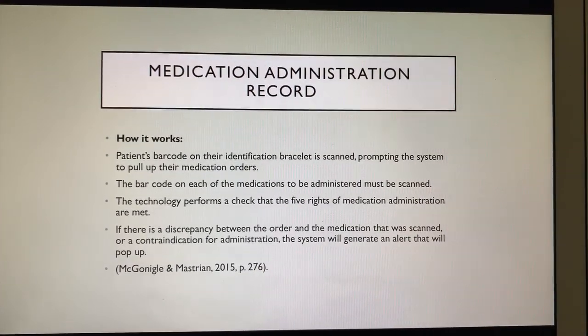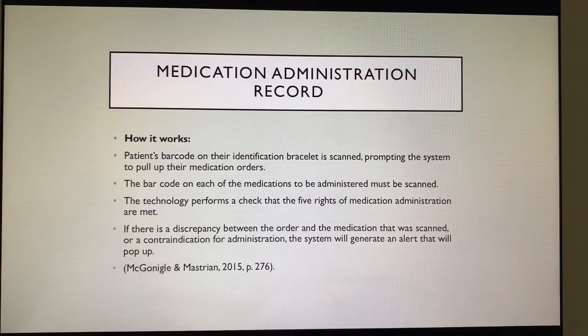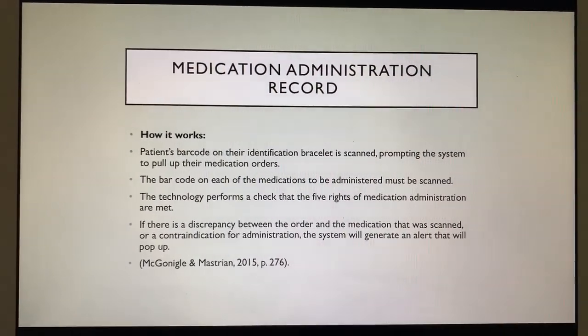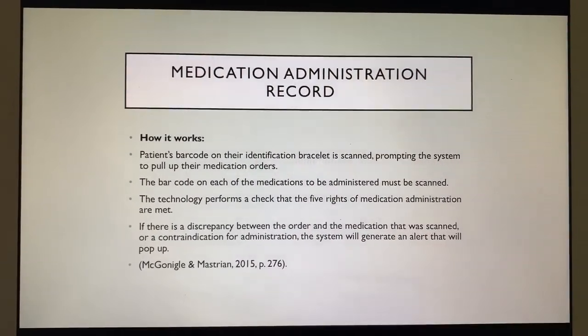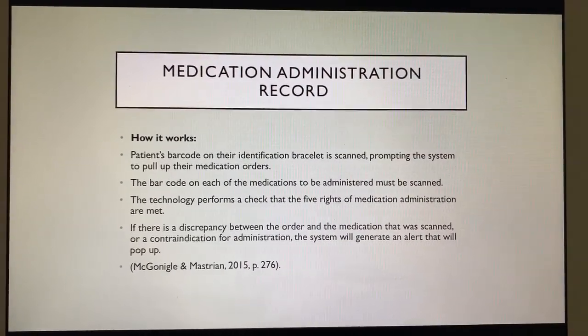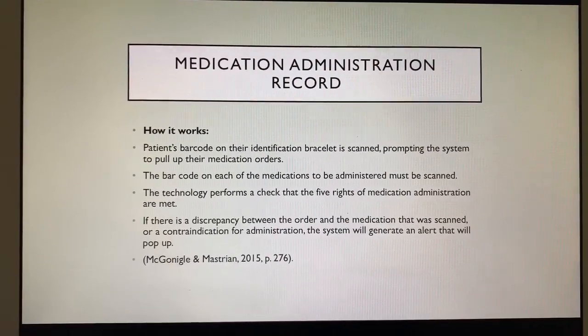So for example, if you have the wrong patient's medication administration record pulled up and you scan a medication that is not ordered for them, a pop-up alert will occur and it's telling you not to administer the medication because it's not safe to give to this patient as it's not their medication.